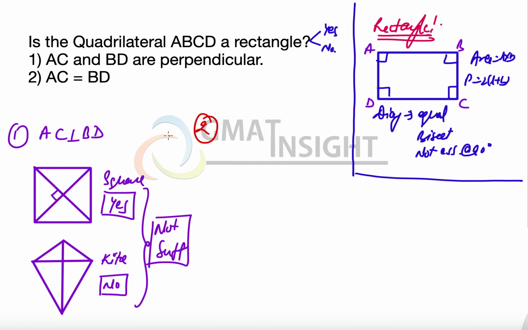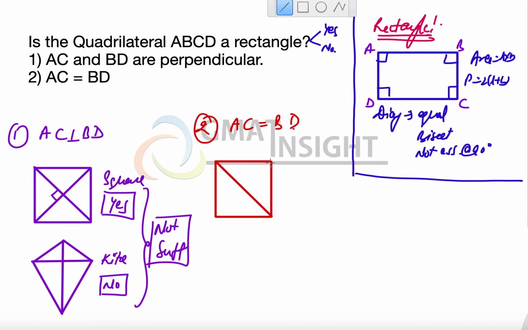We need to follow the second statement as well with the same intention. It says that AC is equal to BD. So we have two diagonals, AC and BD, that are equal. Now can we think of two figures, one a rectangle, the other not a rectangle? That's the question. Then the answer is probably yes. We can once again draw a square in which the diagonals are equal and it's a rectangle, so the answer to the question is yes.